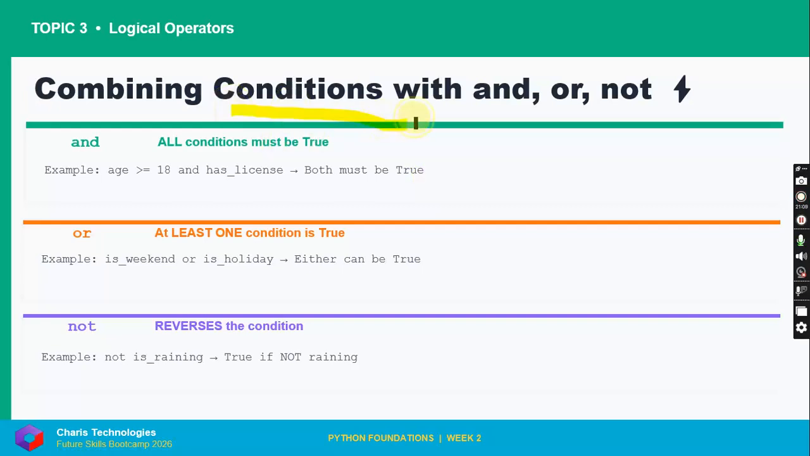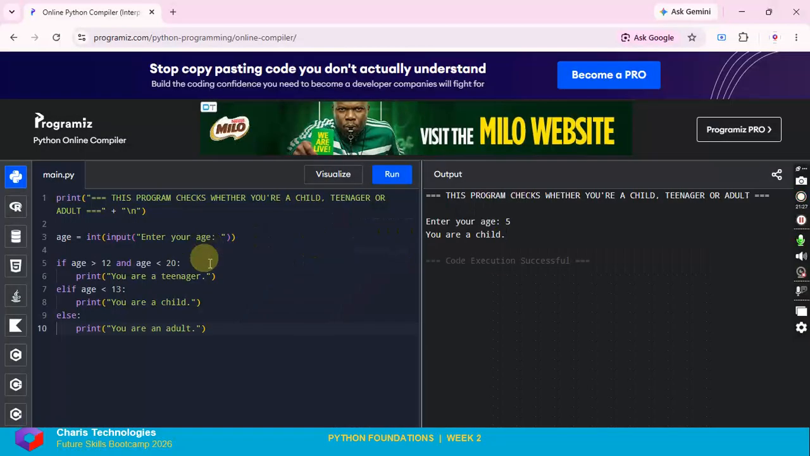So it's combining conditions with and, or, not. So age is greater than or equal to 18 and has license, which must be true. When I use and, you realize that both must be true for it to work. So when I use if age greater than 12 and age less than 20, now if I entered an age that is greater than 12 but not less than 20, it's not possible for us to have an age that is greater than 12.